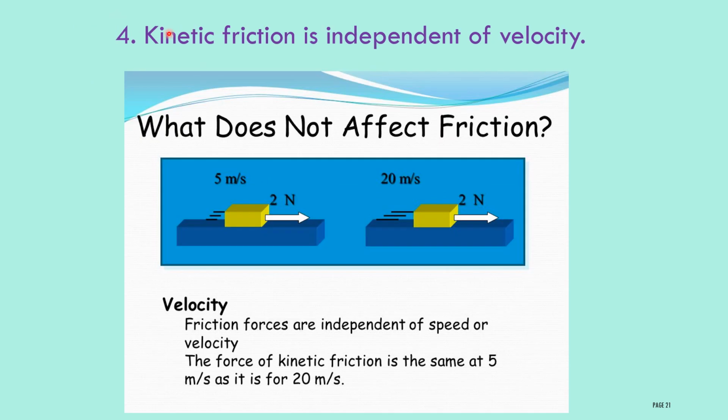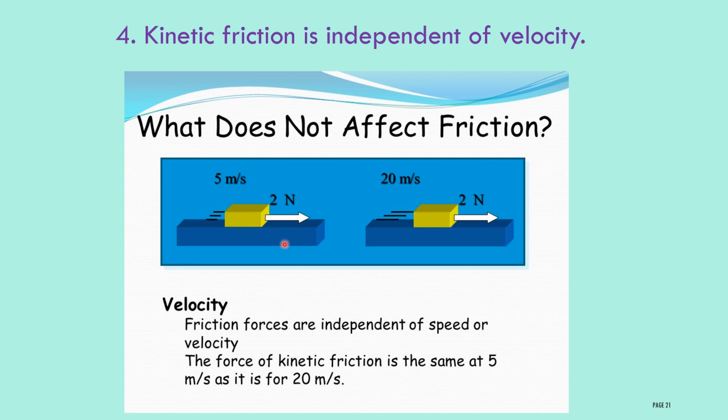Fourth law of friction: kinetic friction is independent of velocity. Consider an example. If the object is moving with a velocity of 5 meters per second, it will possess a certain kinetic friction. To overcome this friction, you have to apply a force of 2 Newton. Then consider the same object, so in both cases the mass is the same. If the same object is moving with a velocity of 20 meters per second, the kinetic friction will be the same here also. To overcome the kinetic friction, here also you have to apply the same force, that is 2 Newton.